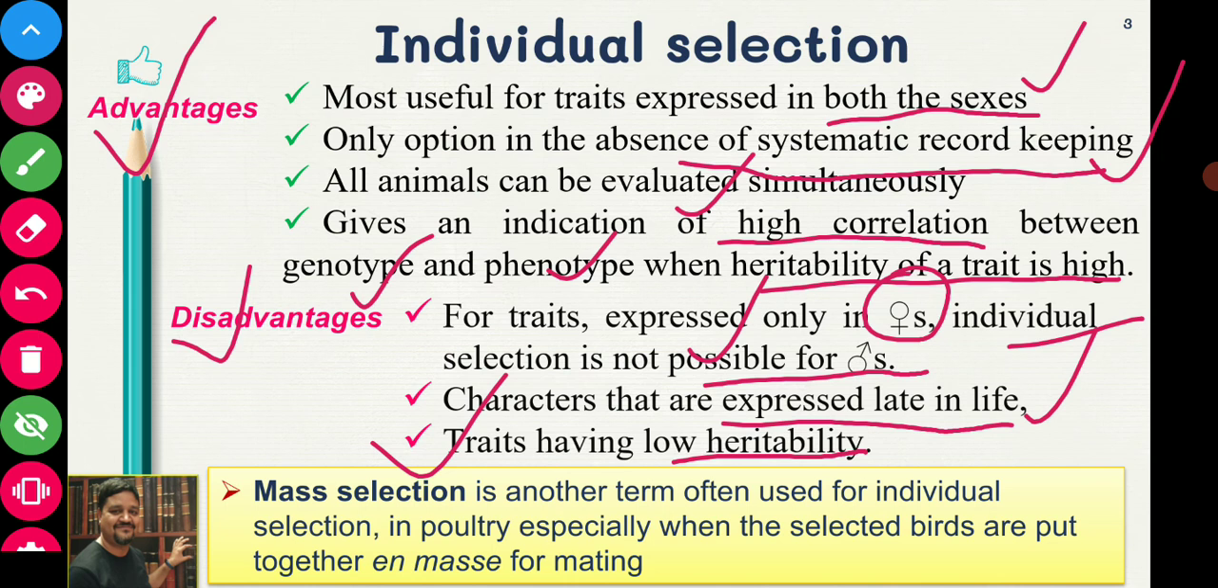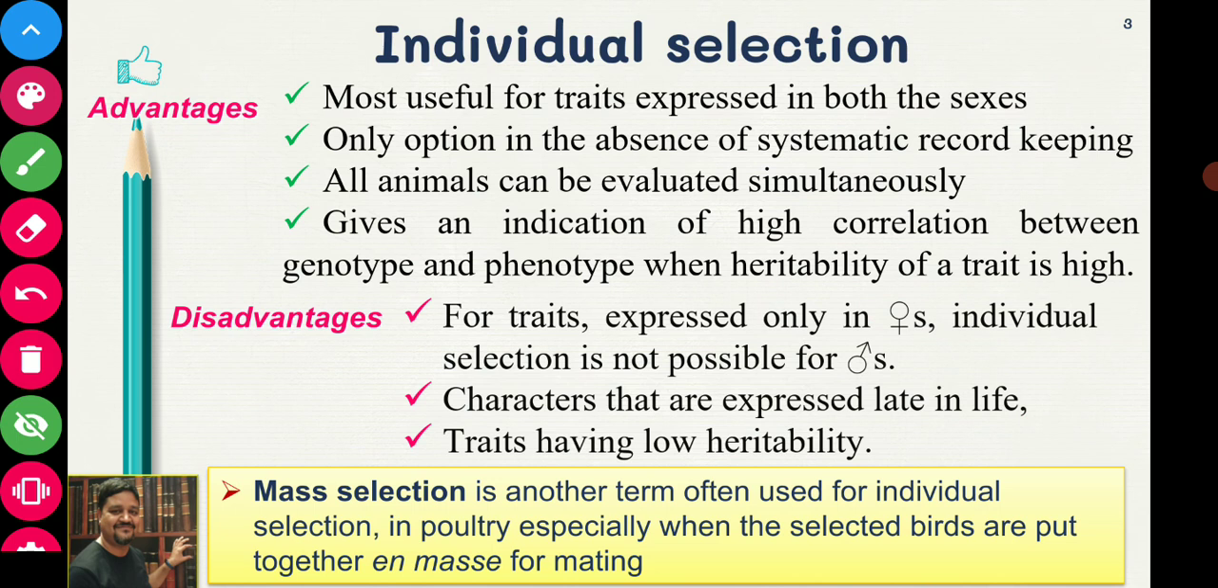Now another similar type of selection is mass selection. What is mass selection? Actually it is individual selection only, but it is another term used for individual selection.